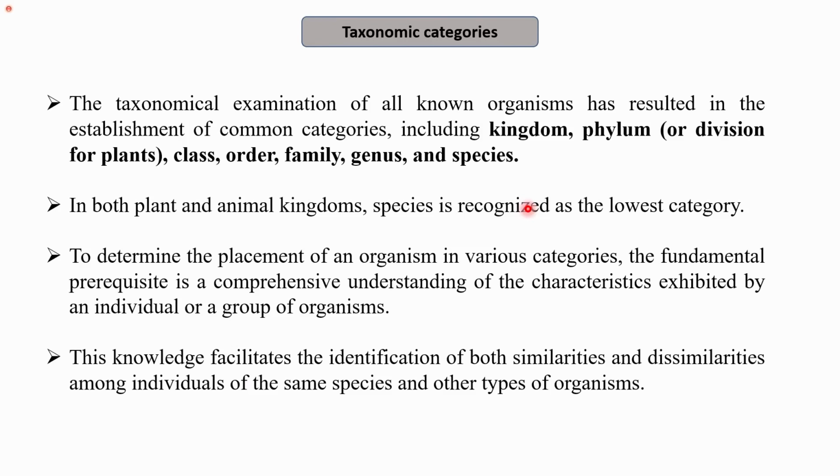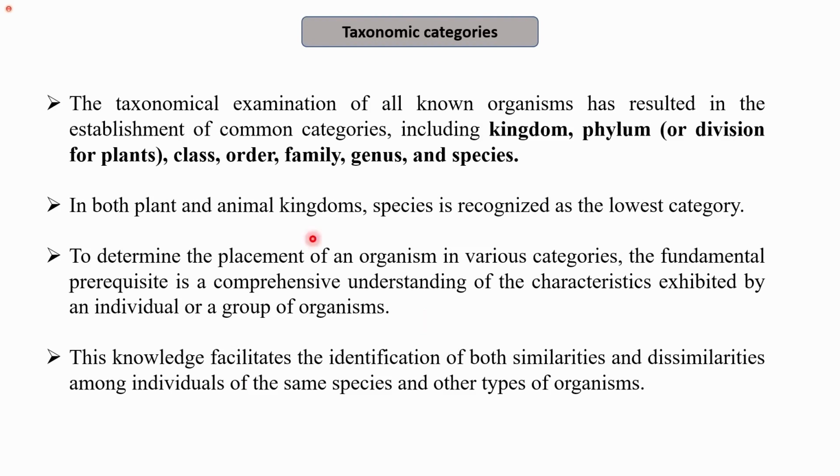To determine the placement of an organism in various categories, the fundamental prerequisite is a comprehensive understanding of its characteristics. Until and unless we have the information about the characteristics of a particular organism, we will not be able to classify it or place that organism into any category. To place any organism into any category, we need to have the information about the characteristics that are being exhibited by the individuals or a group of organisms.